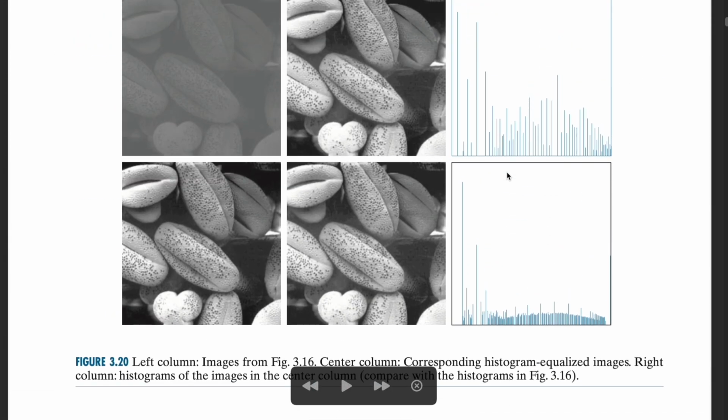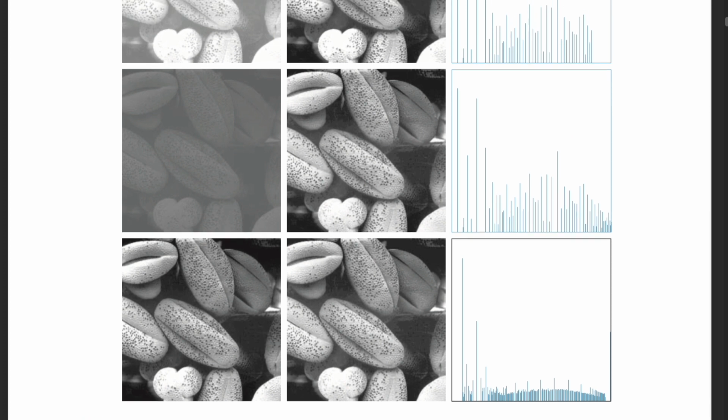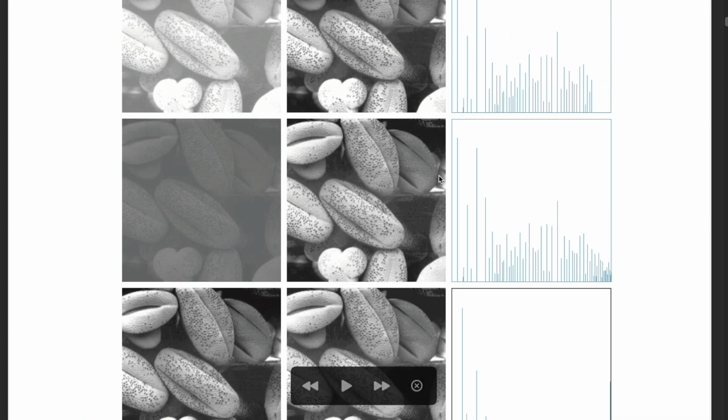So yeah, I guess this was it. Now I will also mention in the description a video in which I try to implement histogram equalization from scratch.